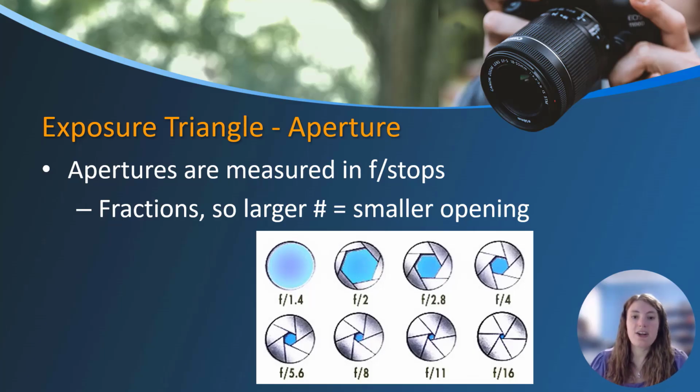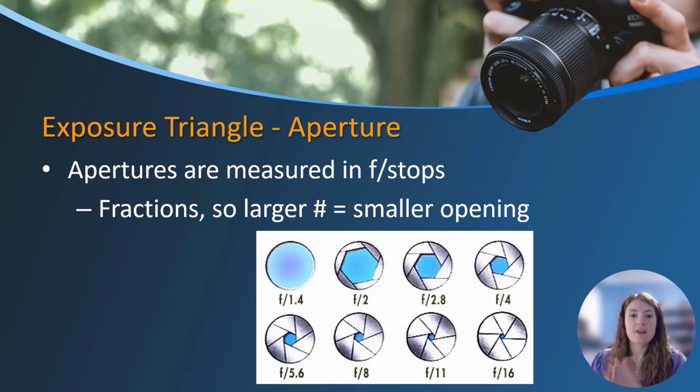Now in the previous slide, I noted that the ring that changes the aperture is called an f-stop. So when discussing apertures, we call them f-stops. Now the thing that can be a little confusing about aperture settings, or f-stops, is that they're actually fractions, but we only say the bottom number. For an example, an f-stop of 2 means an f of 1 over 2.